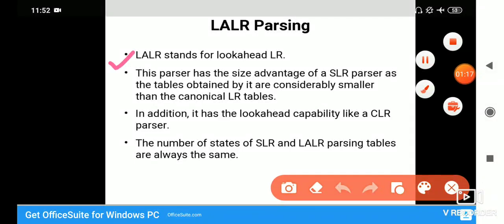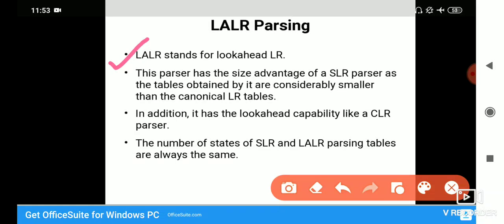LALR stands for look ahead LR. Well, this parser has the size advantage of an SLR parser, as the tables obtained by it are considerably smaller than the canonical LR tables. Now, one comparison is given with the SLR as well as with the CLR. It is saying that LALR has the size advantage of SLR parser.